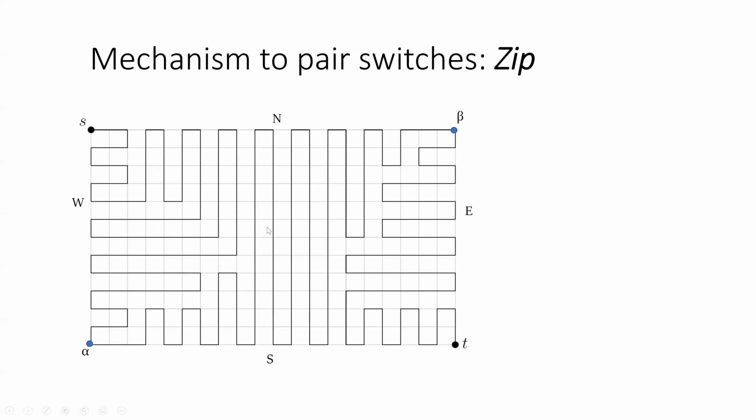So now we need a mechanism to pair switches, and we call it a zip operation. First, we need a line with two endpoints, Q1 and Q2. This is directed from Q1 to Q2. We call it a zip line, and it is placed on a row or column.